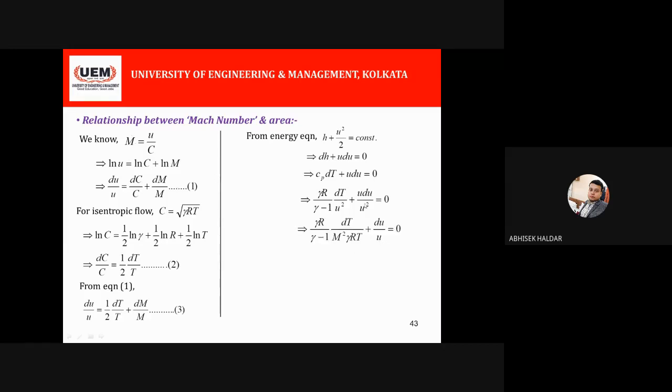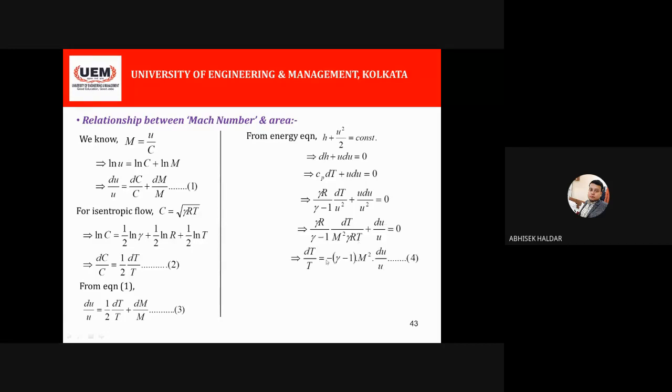So if I replace this, this u square, we also know that u square is equal to what? M square c square. From the very first equation I can say that u square is equal to m square c square. C square is equal to gamma t, you can see that from here. So m square gamma t, that is my u square, and this will be your du by u.